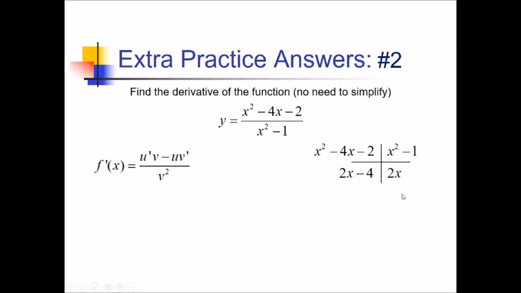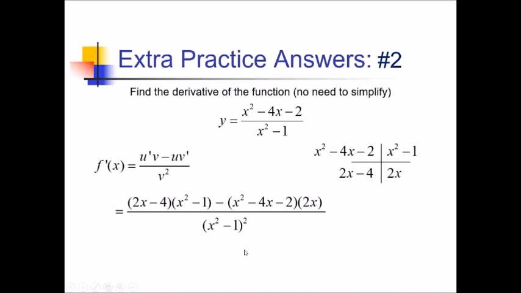Using the ribbon to put it all together, we've got 2x minus 4 times x squared minus 1. That's u prime v. Minus all this stuff in the upper left times 2x. That'll be uv prime. All of that over v squared, so that's going to be x squared minus 1 squared. And they said no need to simplify, so this is as good as it needs to be.